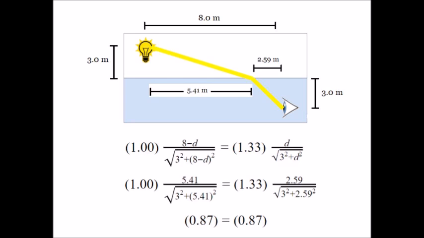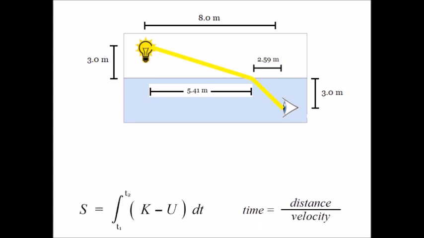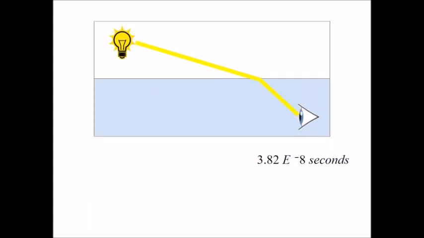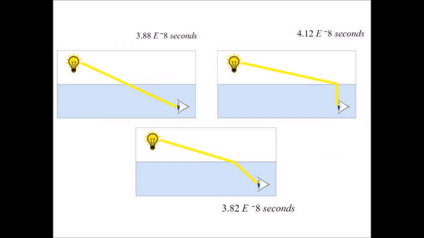Good. Now, how long does that path take? The path defined there. Answer? 38 nanoseconds. That's even less than the straight line path, which means that light changes direction. It is refracted towards the normal in order to minimize time.